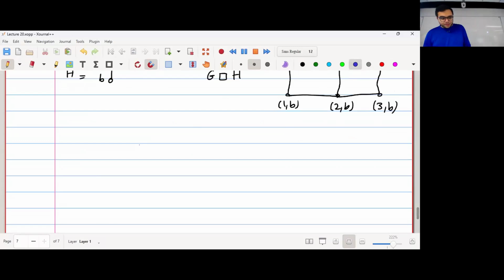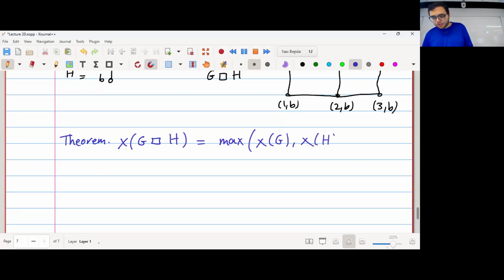Here's what I want to prove. I want to say that the chromatic number of G box H is the maximum of the chromatic number of G and the chromatic number of H. Why is this the case? Oh, I'm assuming that G and H are not empty graphs. Like, they have at least one vertex.